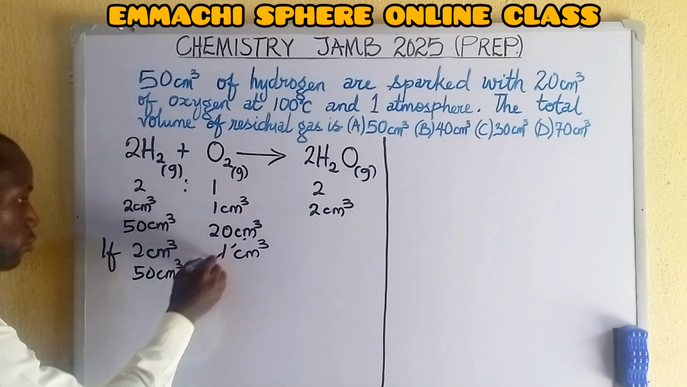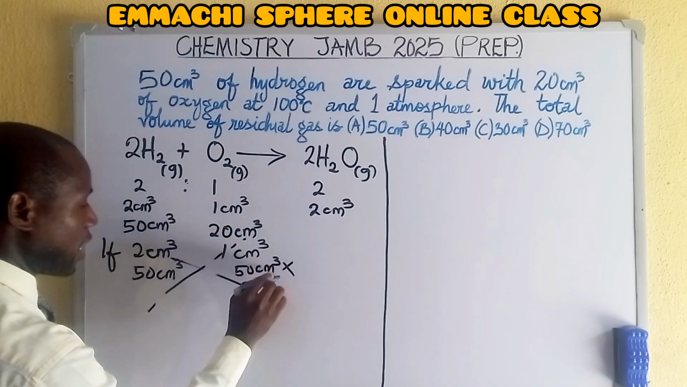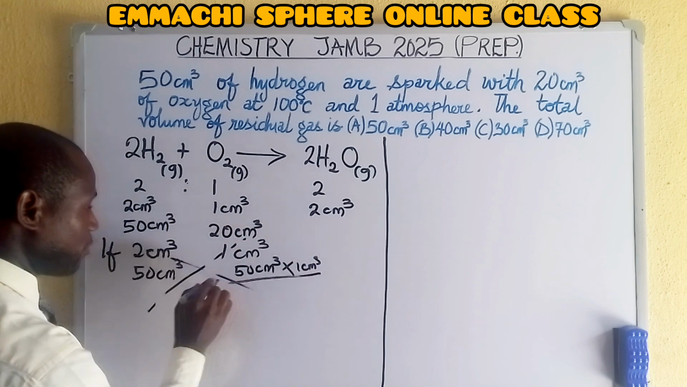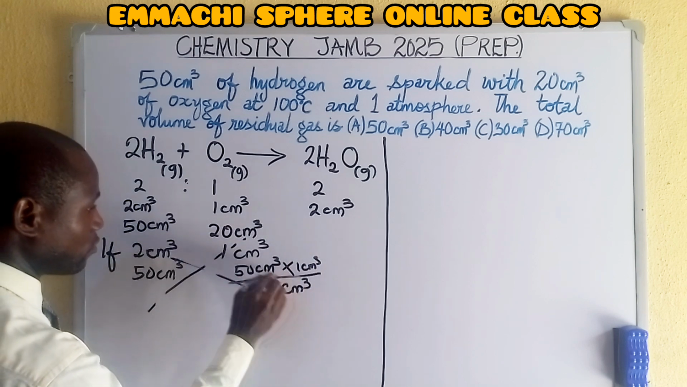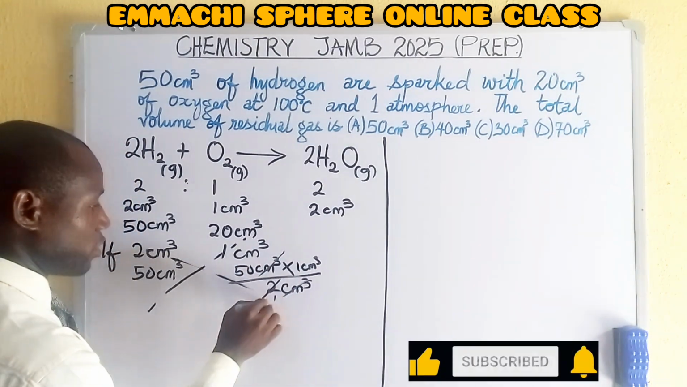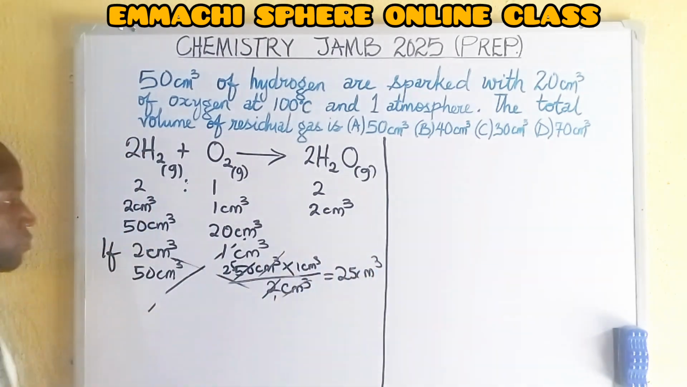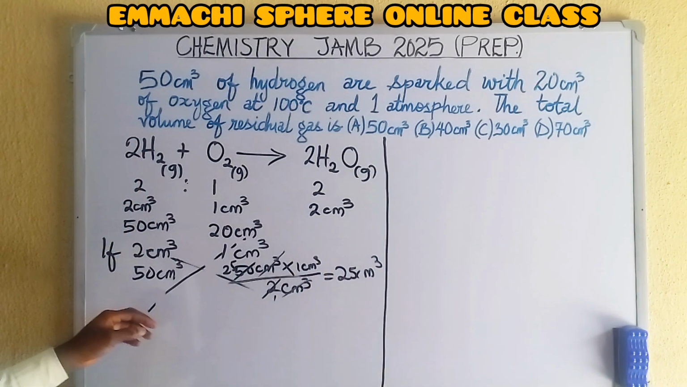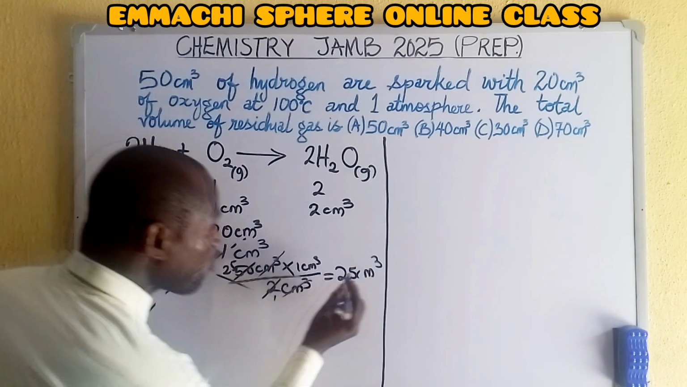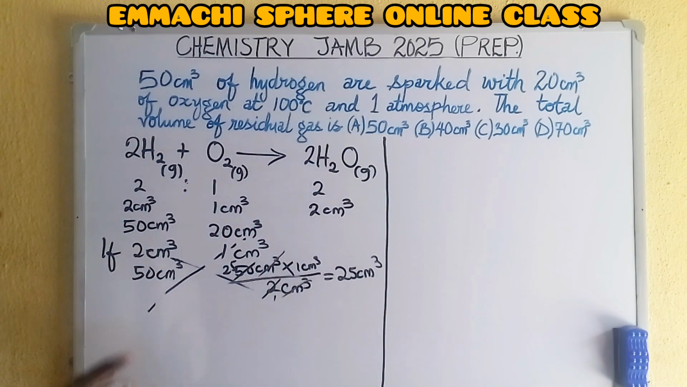Now what we'll do is just cross multiply like this, and we'll have 50 cm³ times 1 cm³ divided by 2 cm³. The cm³ cancels cm³ here. 50 times 1 is 50, divided by 2 is 25. Therefore, it becomes 25 cm³. Meaning that for 50 cm³ of hydrogen gas to be used, 25 cm³ of oxygen gas must be used for the product to be formed, that is if all of the 50 cm³ will be used up.